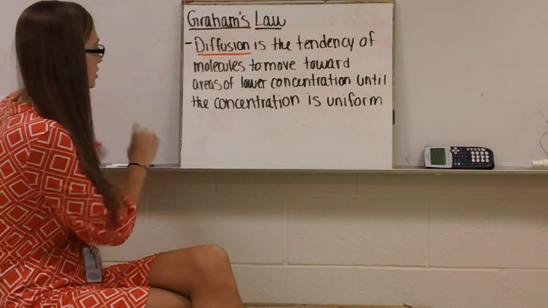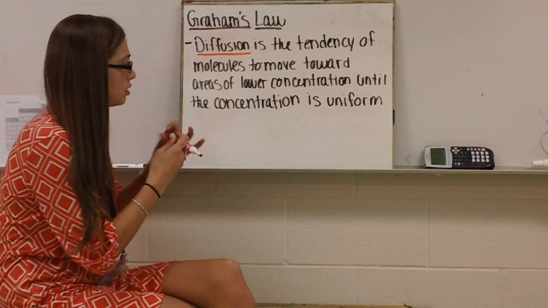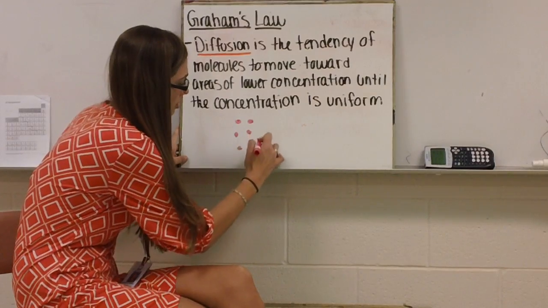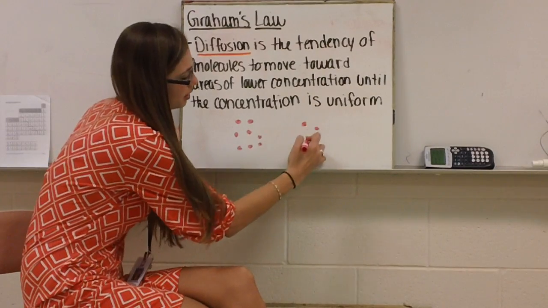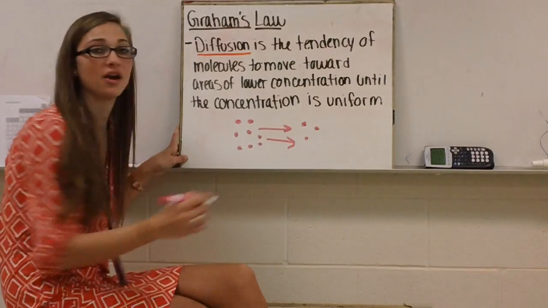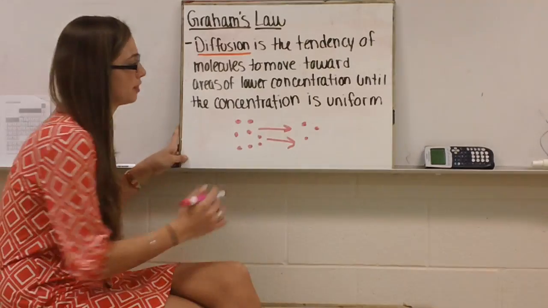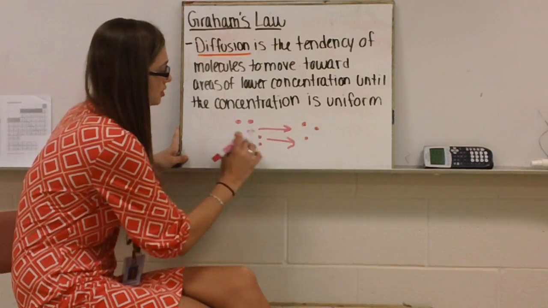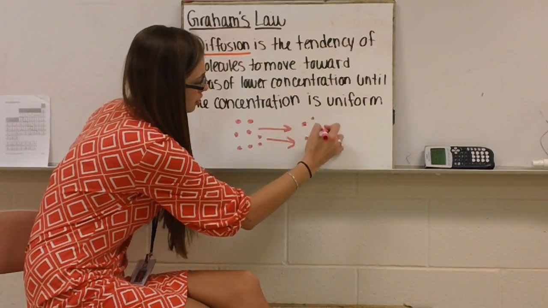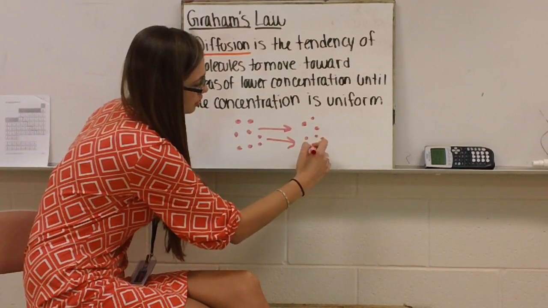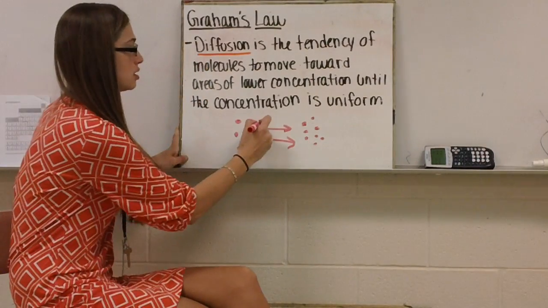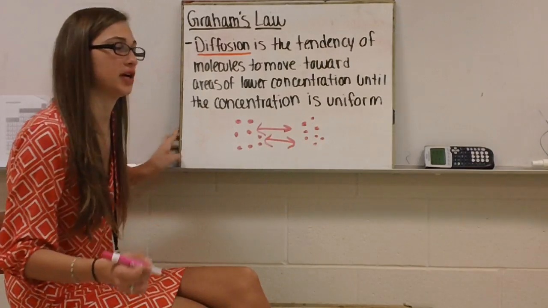So say for instance, if we had a whole bunch of molecules over here, only a few over here, our molecules are going to move towards the area of lower concentration. They're going to do that until they're equal. And once they're equal, then they will move back and forth at the same rate.